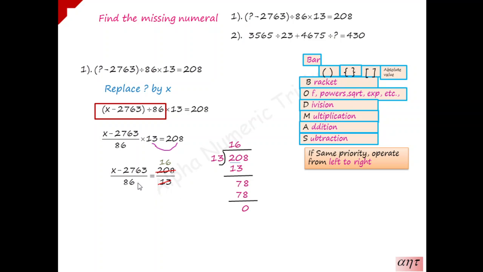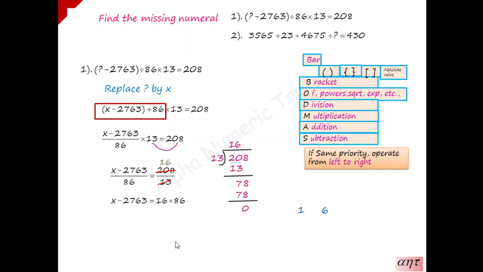And now after simplifying this, you take this 86 to your right hand side. Because it is in division, when you take division to the other side, it becomes multiplication. So 16 into 86 you have to do.